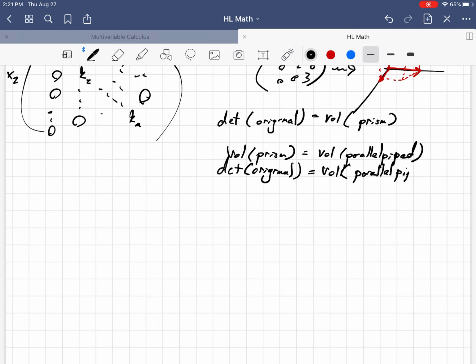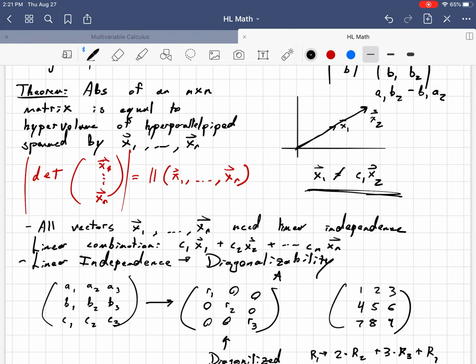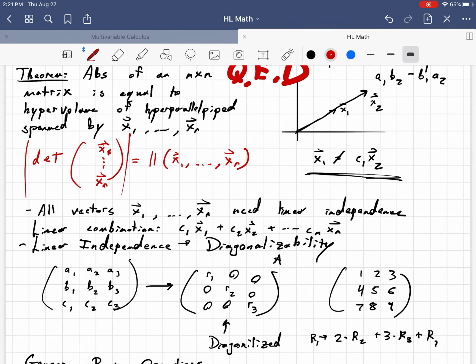Isn't that so cool? I just think that's such a powerful fact about determinants. And so this proof right here, we can now say in big red, Q.E.D. And we're done.